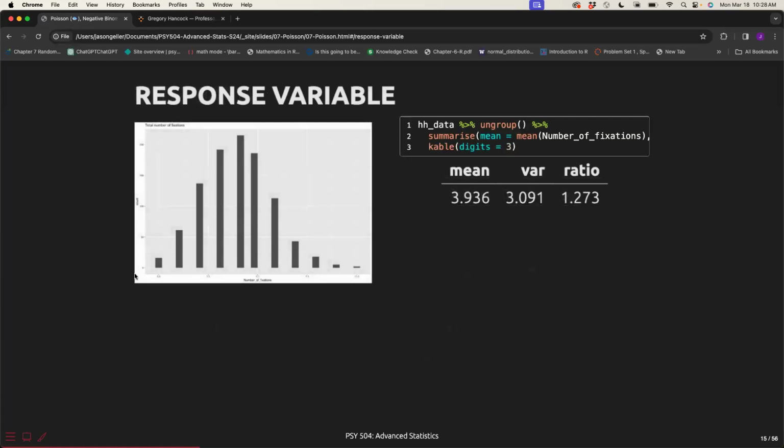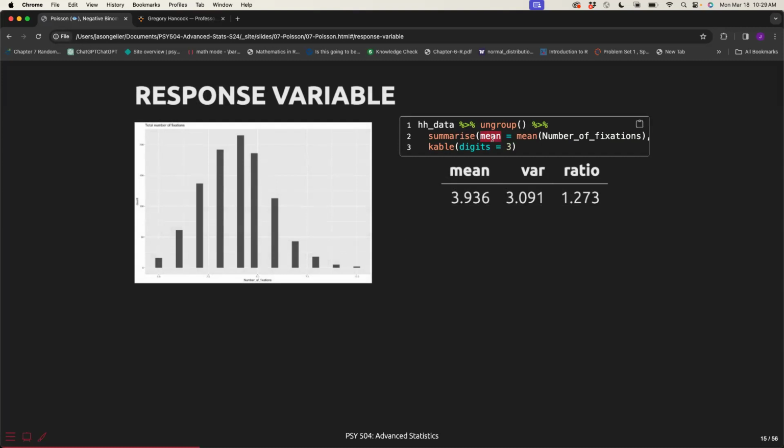So if we actually visualize our count variable here and look at the distribution, we'll see that it's kind of prototypically Poisson in nature. So we see that there are non-negative integers here, right? It's discrete. And we do see a little positive skew here.